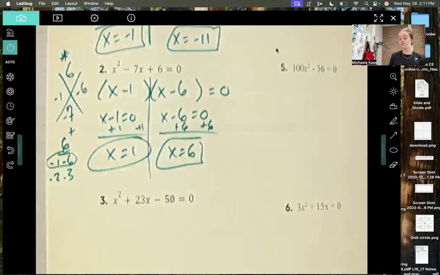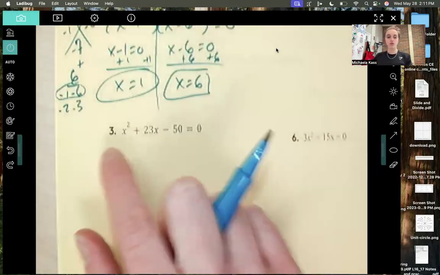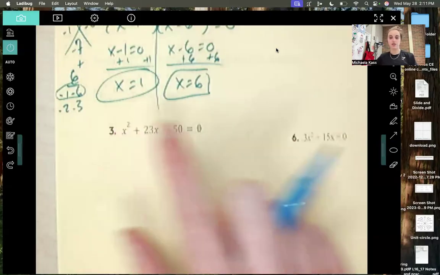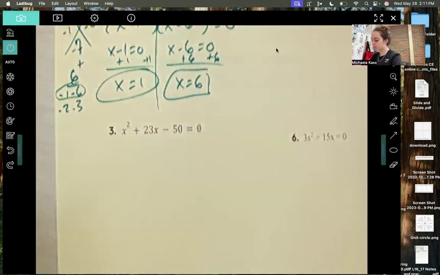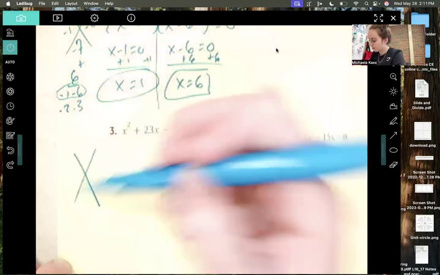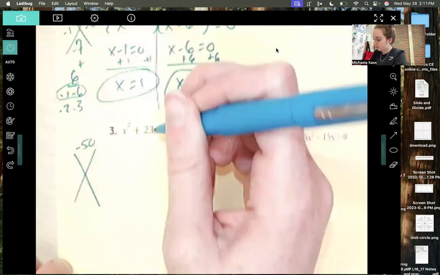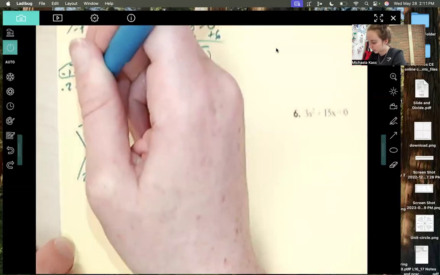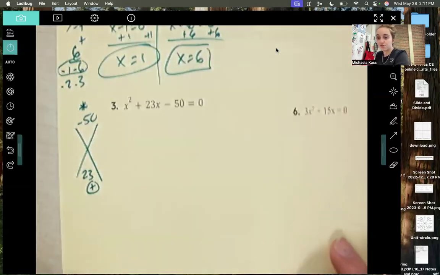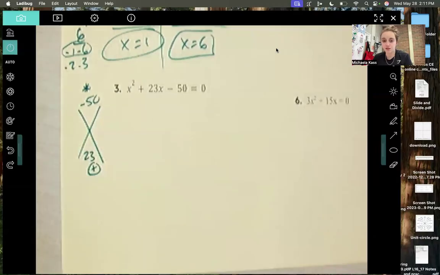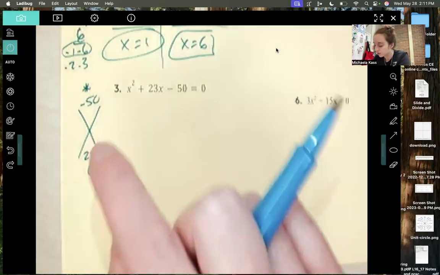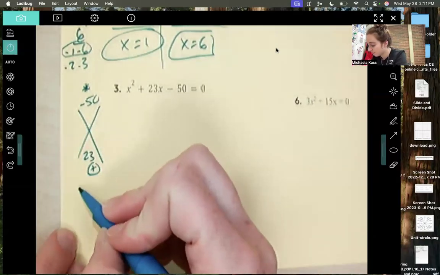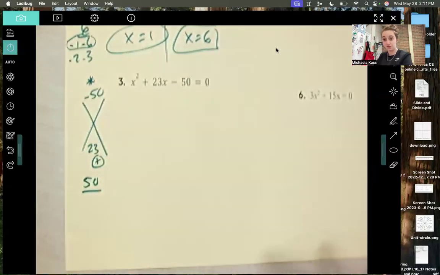Same thing for number 3, because again there are three terms, there's a 1 out in front, and it's equal to 0, so X method again. We're going to put the negative 50 on top and the 23 on the bottom. Remember, the bottom is addition, the top is multiplication. First step, listing all the factors of this top number. This top number is negative 50, but I'm going to first list the factors of 50.